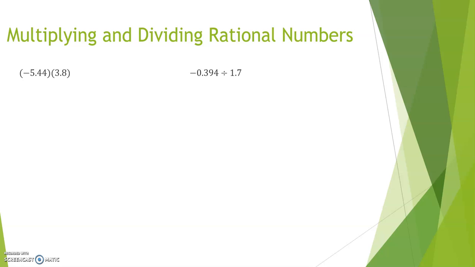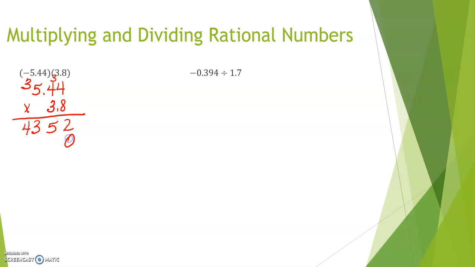Multiplying and dividing rational numbers. Okay, -5.44 times 3.8. We are going to ignore the decimal points. Just line up your numbers: 5.44, 3.8, and we're going to multiply. 4 times 8 is 32. Carry that 3. 4 times 8 is 32, plus the 3 is 35. 5 times 8 is 40, plus 3 is 43.